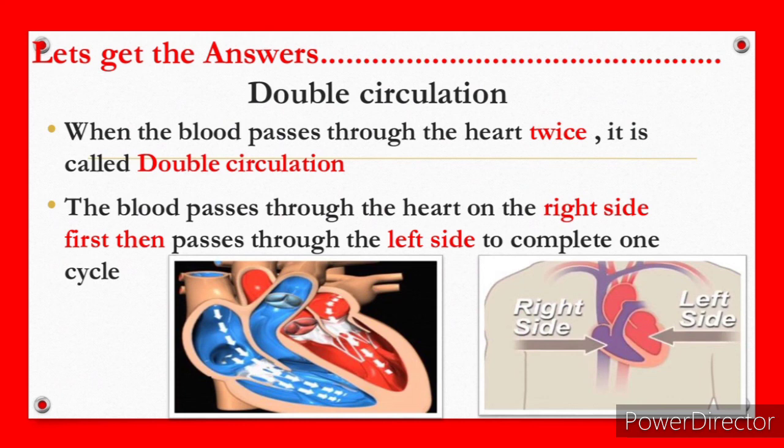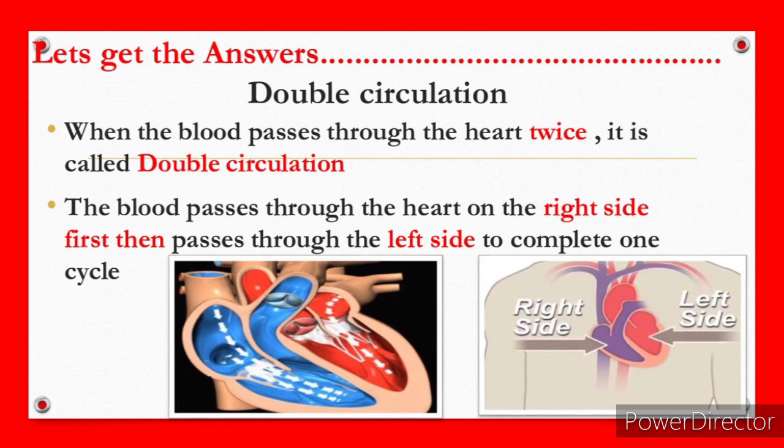Let's get the answers. Double circulation. When the blood passes through the heart twice, it is called double circulation.